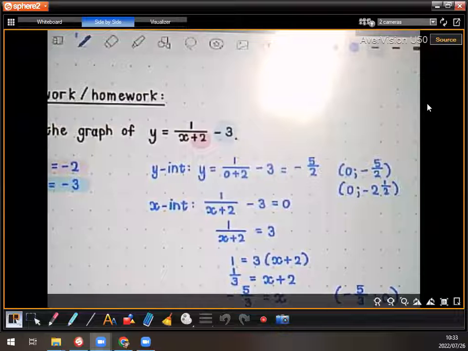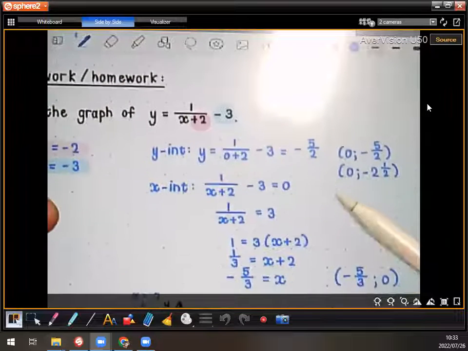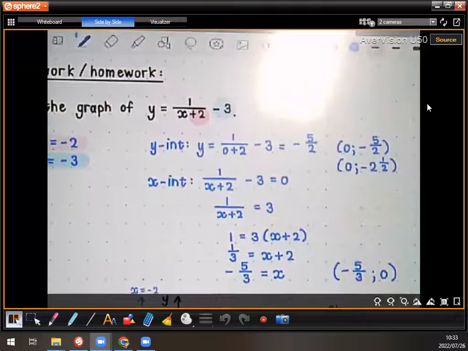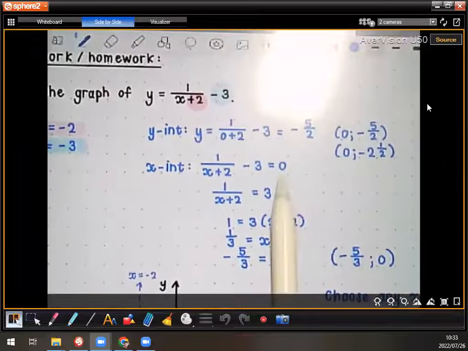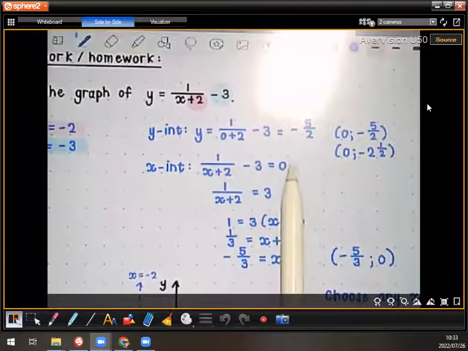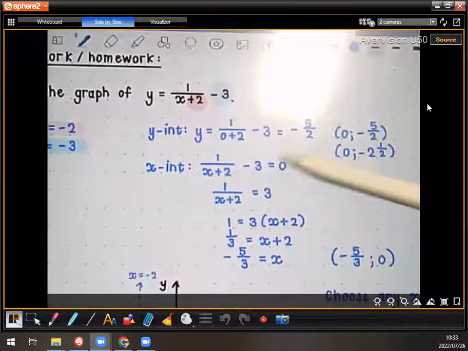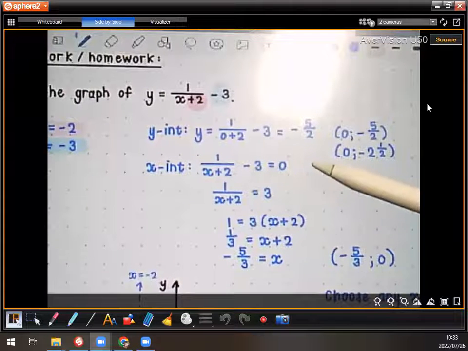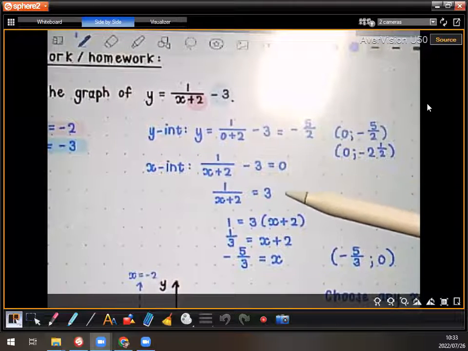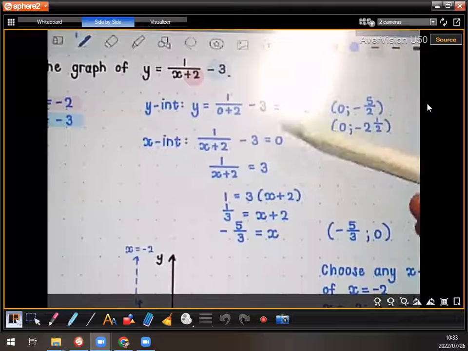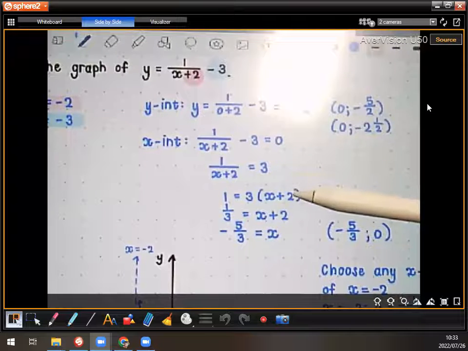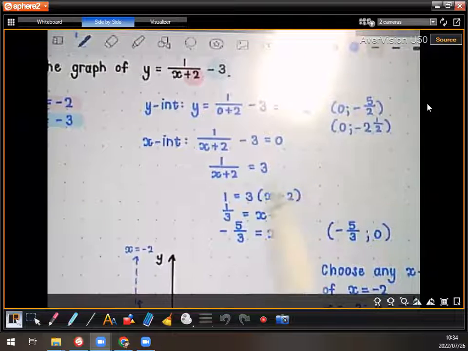Okay. Finding the x-intercept is a bit more complicated. So I'm just going to show you my steps, okay? Your steps are a little bit different. But you obviously have to make y equal to 0, right? So you take your whole equation, make that equal to 0. The minus 3, you're going to move over to the other side. It's going to become positive 3. Then you multiply the other side by x plus 2. And then, like I said yesterday, you can multiply the 3 into the bracket if you want to. But it's quicker, you just move the 3 over to the other side straight away.